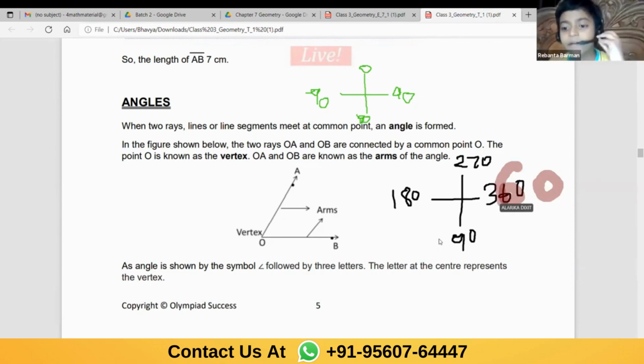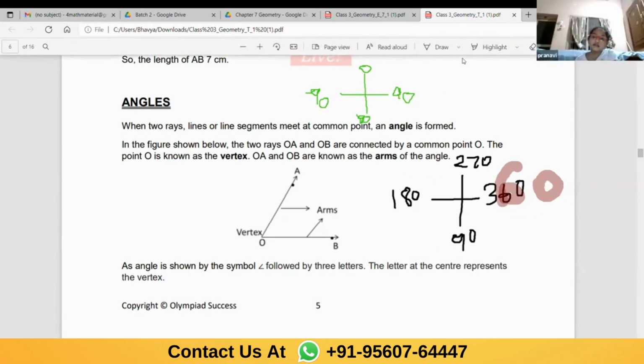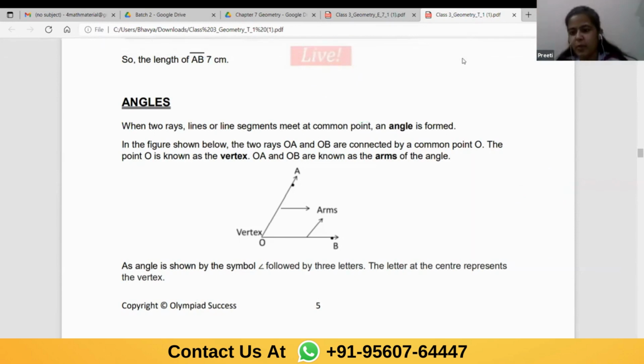Yes, ma'am. Ma'am, I don't know it, but I know types of angles. You know types of angles? Okay, how many types of angles do you know, Pranavi? I think there are 6 types of angles. Name them. Acute angle, obtuse angle, straight angle, right angle. Or what about others?